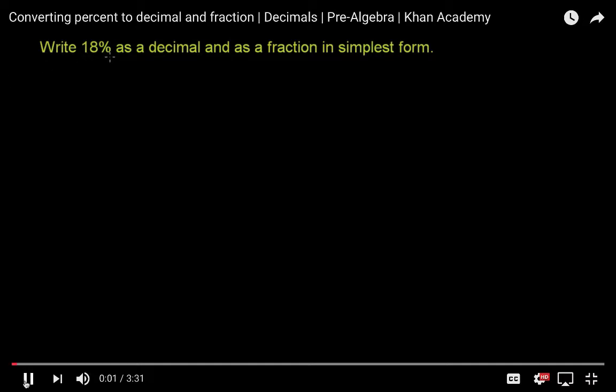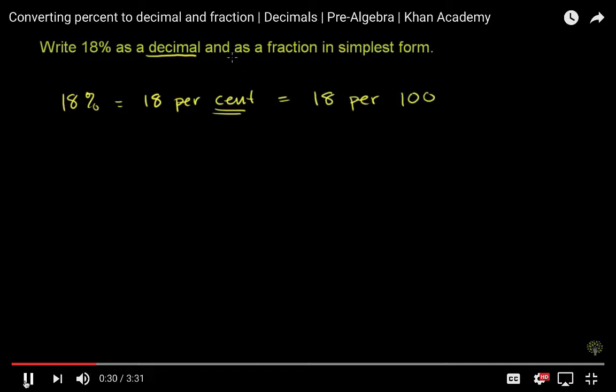Write 18% as a decimal and as a fraction in simplest form. So let's do it as a decimal first. So 18% is the same thing as 18 per 100. I'm actually separating out the percent word. It's probably one word, but I'm writing it as literally per cent. Cent means the same thing as 100, so this literally means 18 per 100.